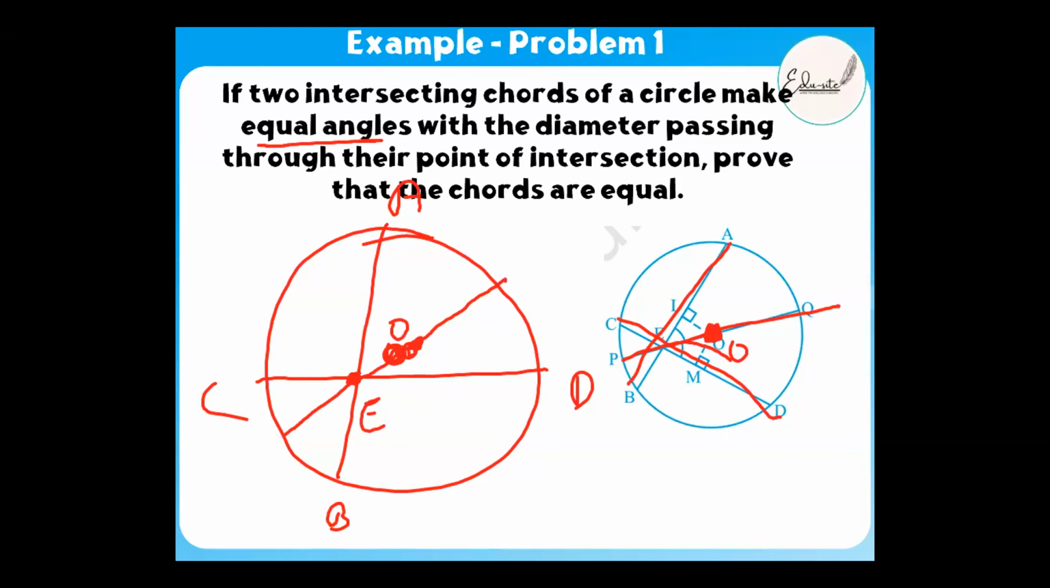Then they have told you about equal angles with the diameter. So if you measure the angles from the diameter, this angle and this angle are equal. Now what you are going to prove is that the chords are equal. You are going to prove that AB is equal to CD. How will you prove this, beta? Do you have any idea how we can prove this? Any idea?